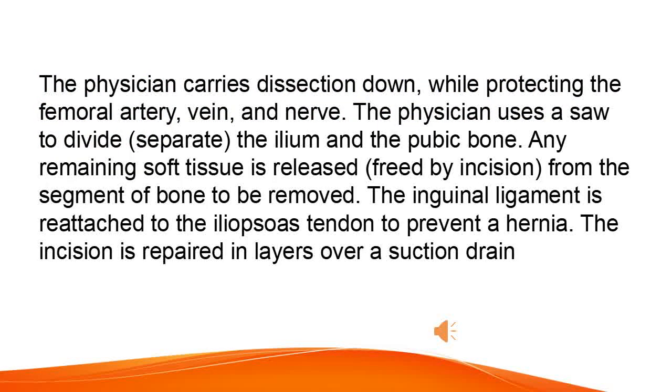The physician carries dissection down, while protecting the femoral artery, vein, and nerve. The physician uses a saw to divide, separate, the ilium and the pubic bone. Any remaining soft tissue is released, freed by incision, from the segment of bone to be removed. The inguinal ligament is reattached to the iliopsoas tendon to prevent a hernia. The incision is repaired in layers over a suction drain.